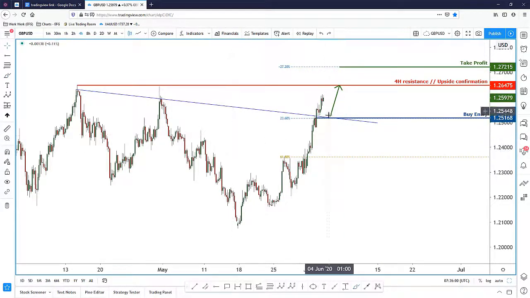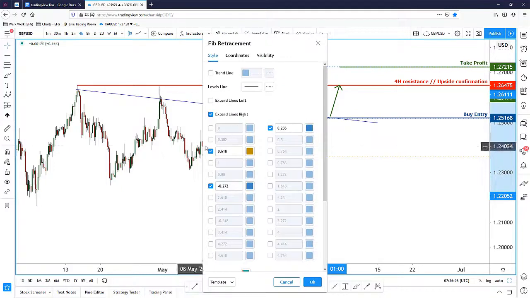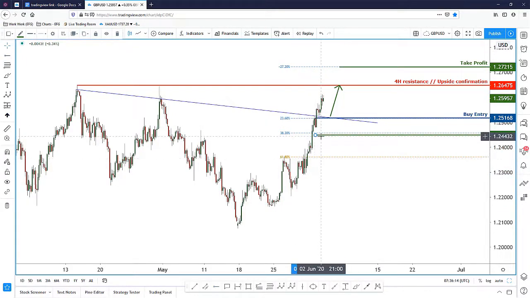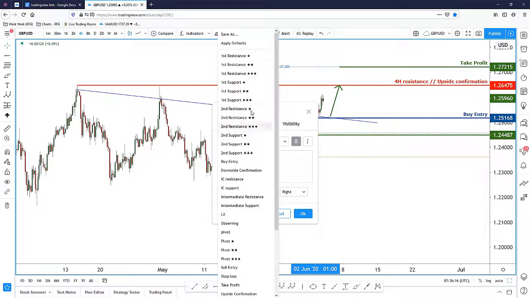Okay, so I'll actually be patient and wait for my buy entry here, okay? And where will my stop loss be? I will actually put my stop loss at the 38, slightly below the 38.2. Okay, so this gives actually a nice risk reward. Okay, so somewhere over here, right? My stop loss will be here.